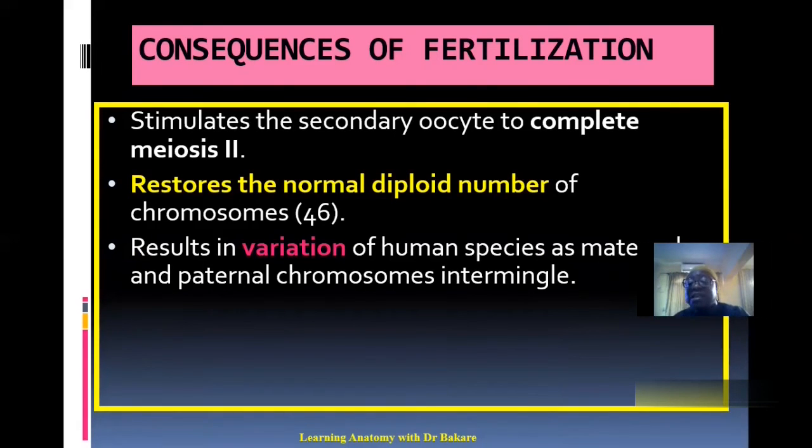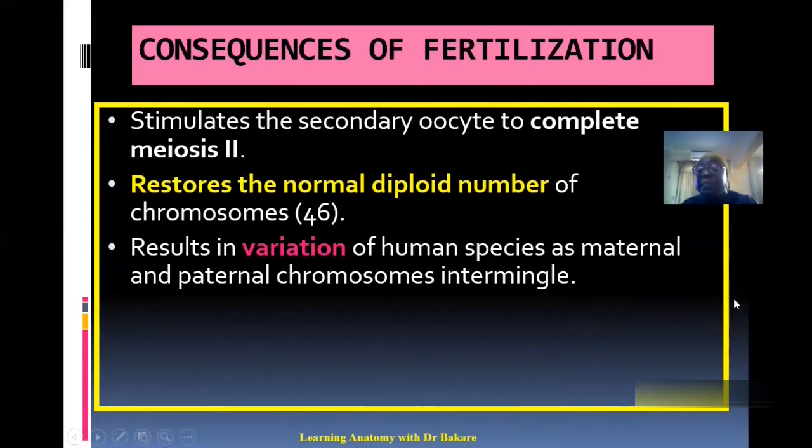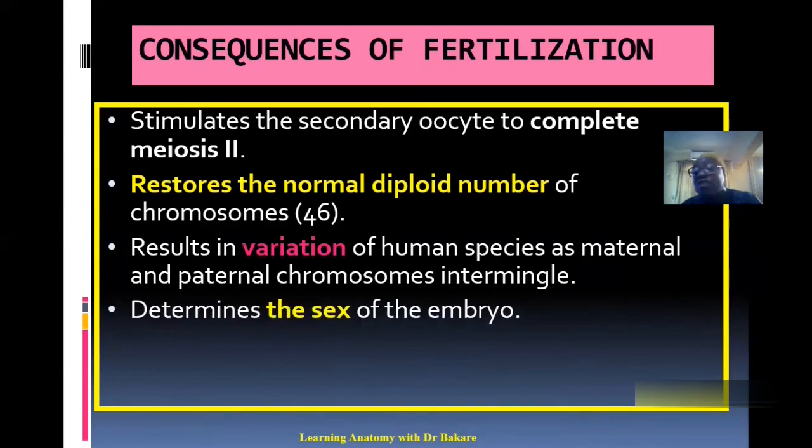Also, variation of human species. We know that the genetic component of both parents will be integrated and intermingled, and that's what gives the variation of human species. And also the determination of sex is achieved during fertilization, and this is determined by the male factor, whether they donate the X or the Y chromosome. If the X chromosome is donated, then it's going to be a female child. When the Y chromosome is donated, there's going to be the production of a male child. So it depends on the chromosome that is donated during fertilization that will determine the sex of the baby.